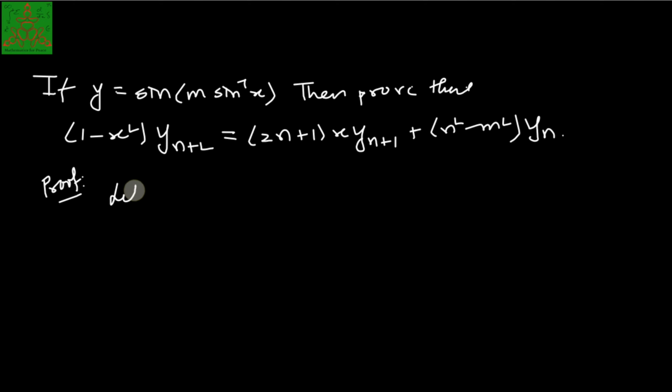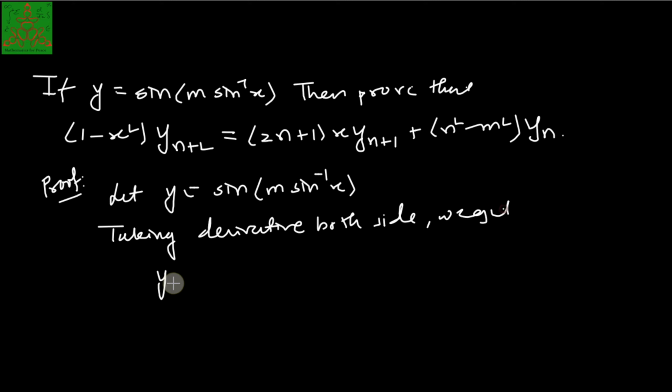So here y equals sin(m sin inverse of x). Now if I take the derivative on both sides, we get y1. We know that the derivative of sine is cos, so cos(m sin inverse of x) as it is. By chain rule, the derivative of m sin inverse of x is m times the derivative of sin inverse of x, which we know is 1 upon the square root of 1 minus x square.